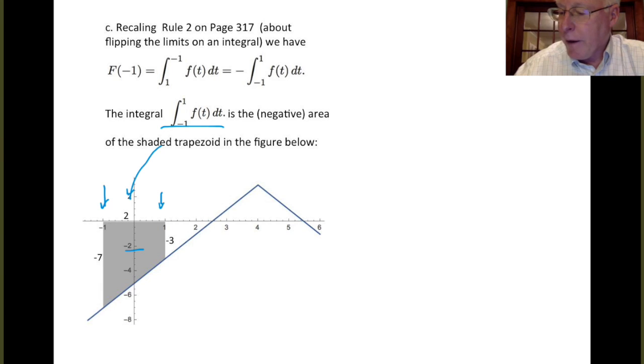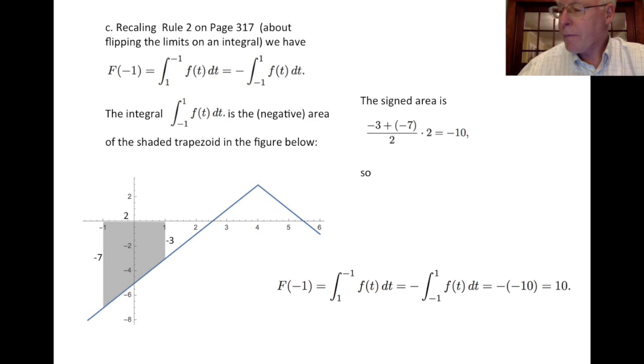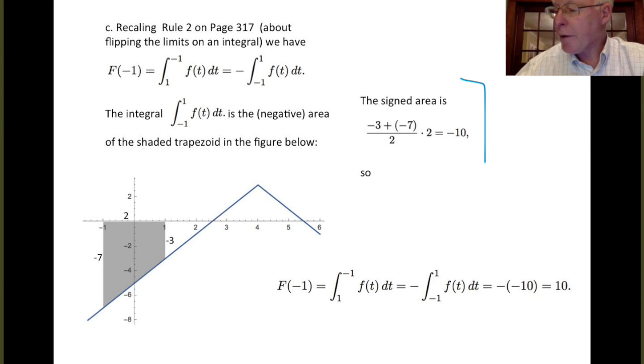I've indicated the heights, that is the function values at minus 1 and 1. And so this trapezoid has height of 2 and parallel sides of length 3 and 7. So if we do the area calculation, the signed area is given by this. We average the 2 parallel sides and then multiply by the height of 2, and that gives us minus 10.